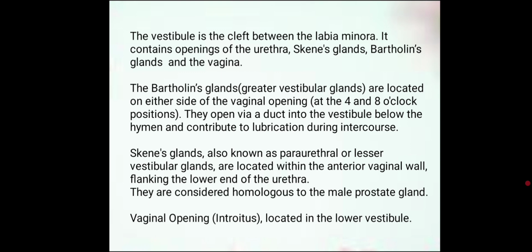The Bartholin glands, called the greater vestibular glands, are located on either side of the vaginal opening in the vestibule, outside the vagina at the 4 and 8 o'clock positions. They open into the vestibule by a duct and contribute to lubrication during sexual intercourse. Skene's glands, called paraurethral or lesser vestibular glands, are located at the anterior vaginal opening. They are considered homologous to the male prostate gland. The vaginal opening, called the introitus, is located in the lower part of the vestibule.